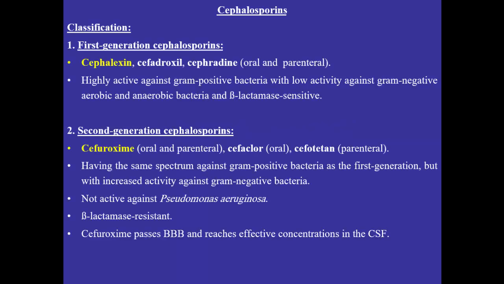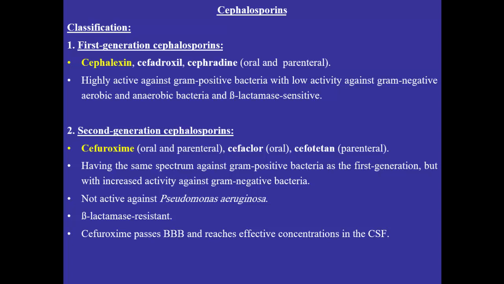Today we will complete the antibacterial agents that act on cell wall synthesis. Cephalosporins, the second example of beta-lactam chemotherapeutic agents, are classified into four groups: first generation cephalosporins, second generation, third generation, and the fourth generation cephalosporins.